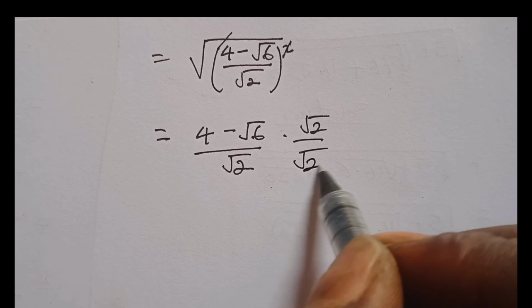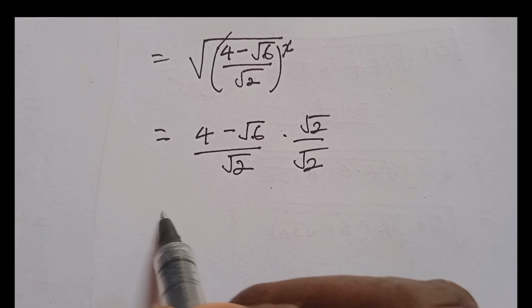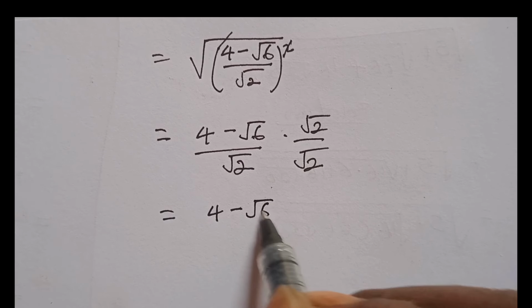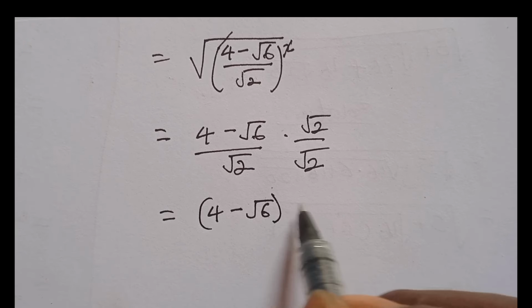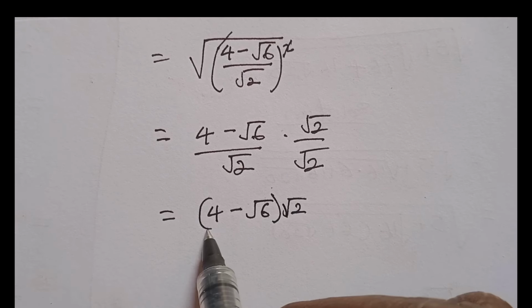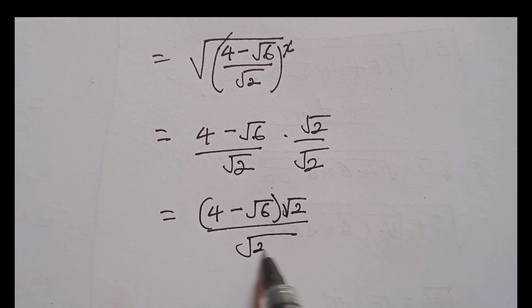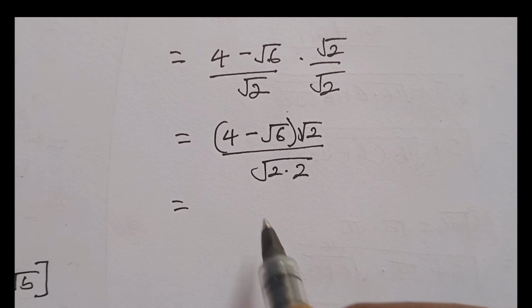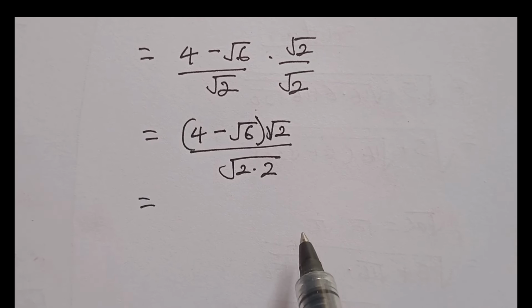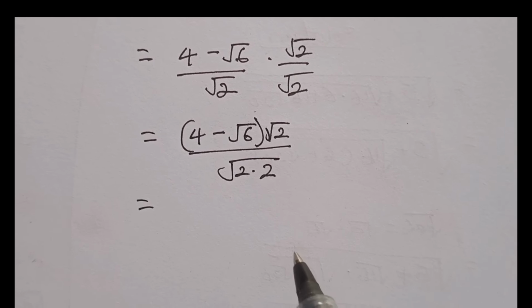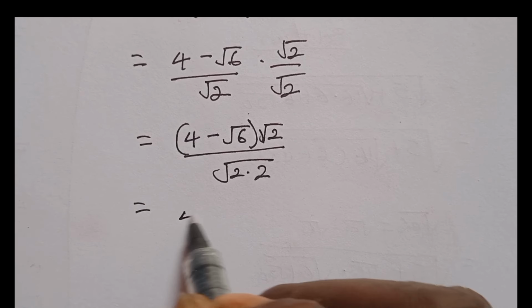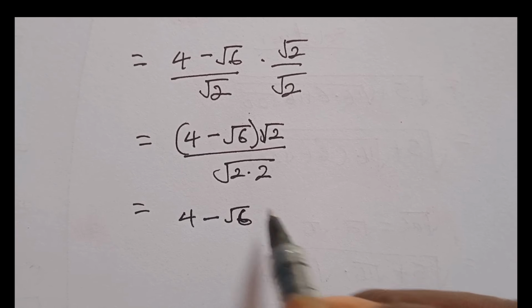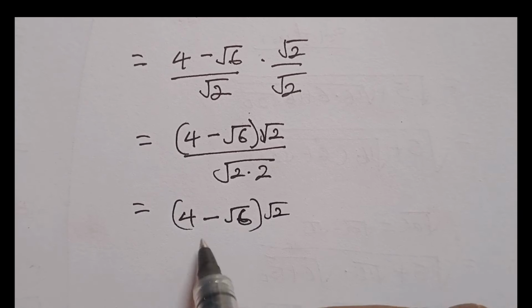Now, let's rationalize this, because this is a surd. In rationalizing a surd, we multiply by square root of 2 divided by square root of 2. So 4 minus square root of 6 times square root of 2 divided by square root of 2 times square root of 2, because square root of x times square root of x will still give you x. Therefore, 4 minus square root of 6, everything in brackets, times square root of 2, divided by 2.